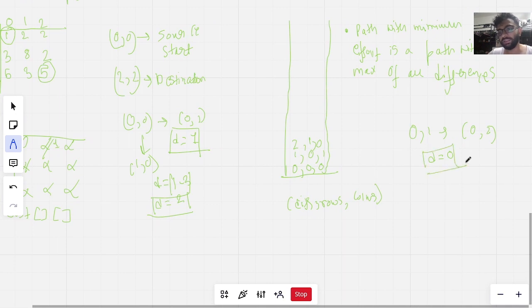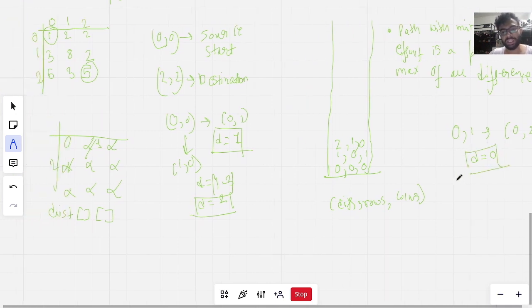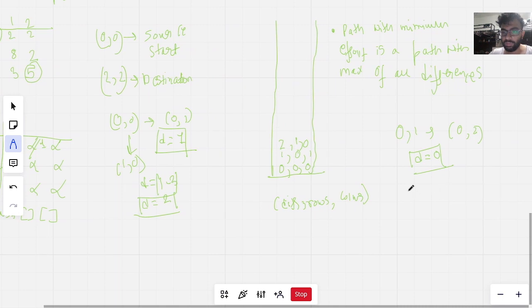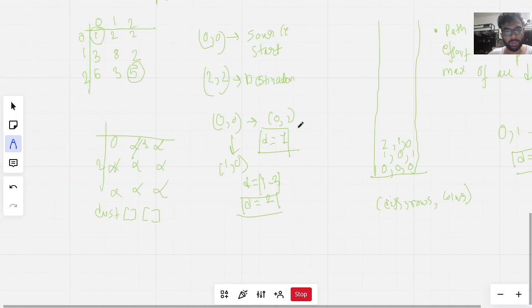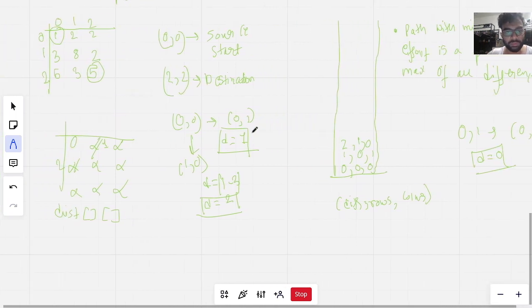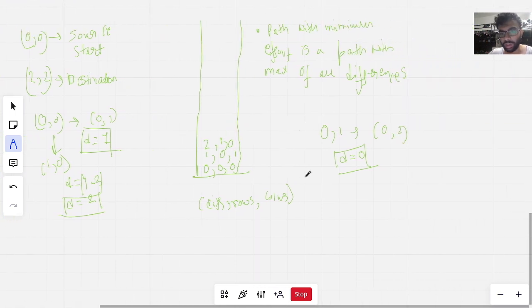But should we take this D equals 0? No, we can't take this, because before this we have already obtained another difference, which is 1, in the same path. Over here in the same path, you can see while moving from 0, 1, we have already obtained D equals 1. So I will write over here, since the previous difference is 1, which is greater than 0.